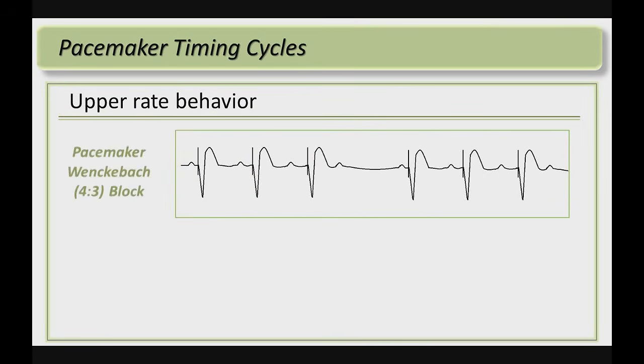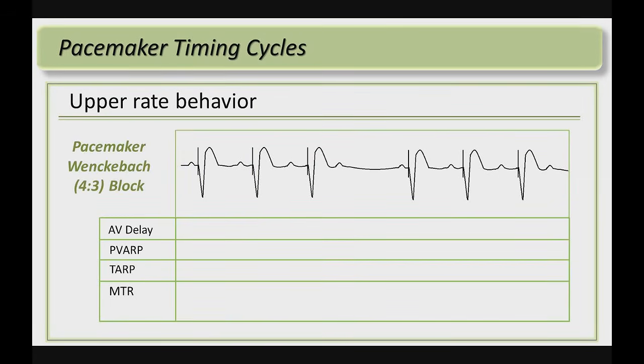Here's an example of a 4-to-3 pacemaker Wenckebach block. Notice the gradual lengthening of the AV delay until the QRS is eventually dropped, just like a real second-degree AV type 1 Wenckebach block. Let's take a closer look at what's going on with these timers during this rhythm strip. First, we see an intrinsic P wave. The P wave is sensed, and so we start an AV delay. The AV delay times out, and we pace in the ventricle, which starts our ventricular timers.